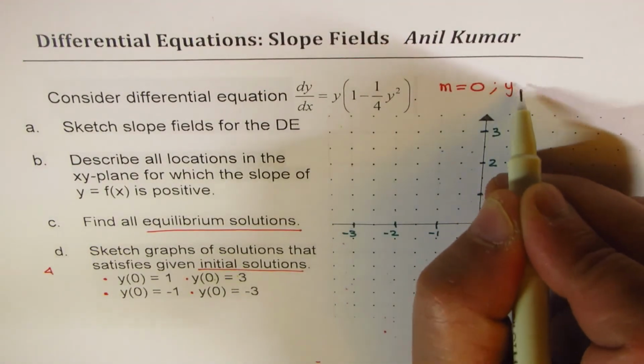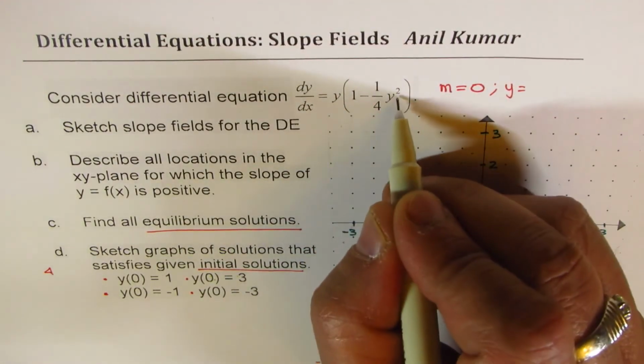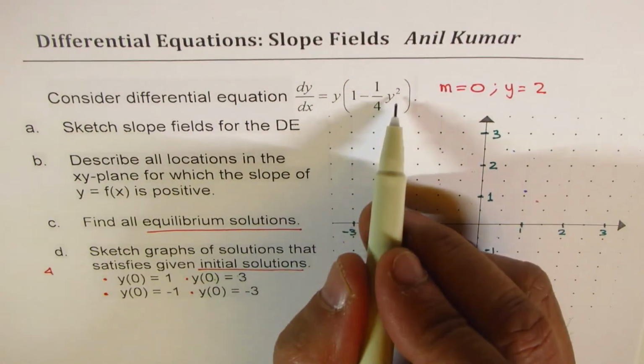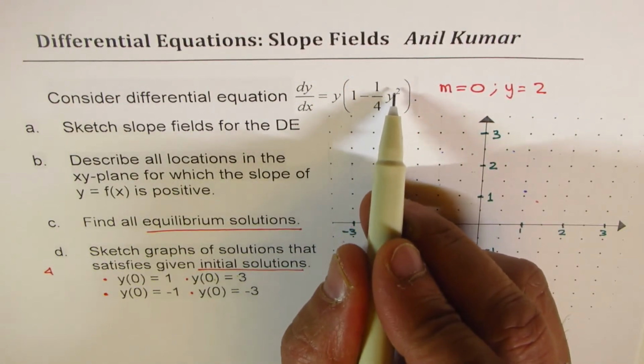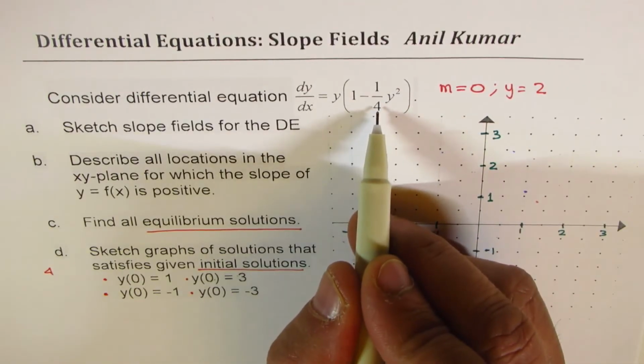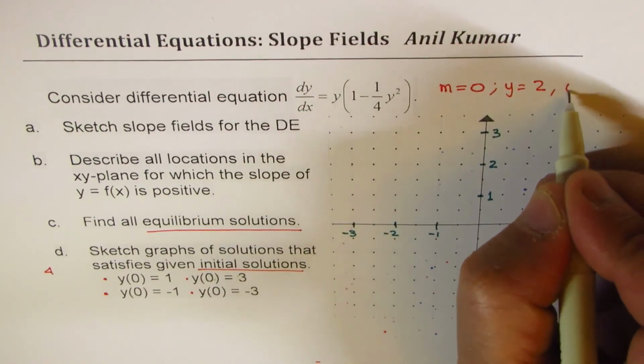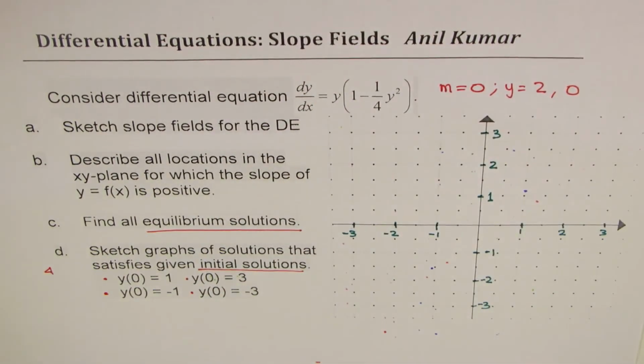So y equals 2 will give me 1 minus 1. If I write 2 here, y squared is 4. 4 divided by 4 is 1. So 1 minus 1 is 0. And the other is y equals 0. So these are 2 solutions which are equilibrium solutions.